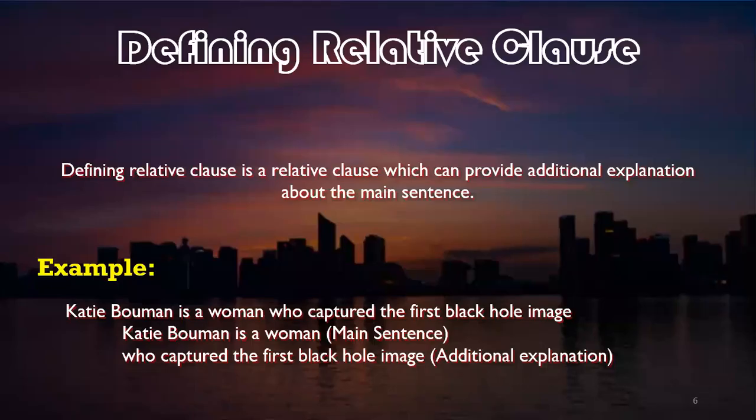There are the types of relative clause. The first one is defining relative clause. Defining relative clause is a relative clause which can provide additional explanation about the main sentence. So look at the example. Katie Bowman is a woman who captured the first black hole image. So Katie Bowman is a woman is the main sentence, and who captured the first black hole image is additional explanation.